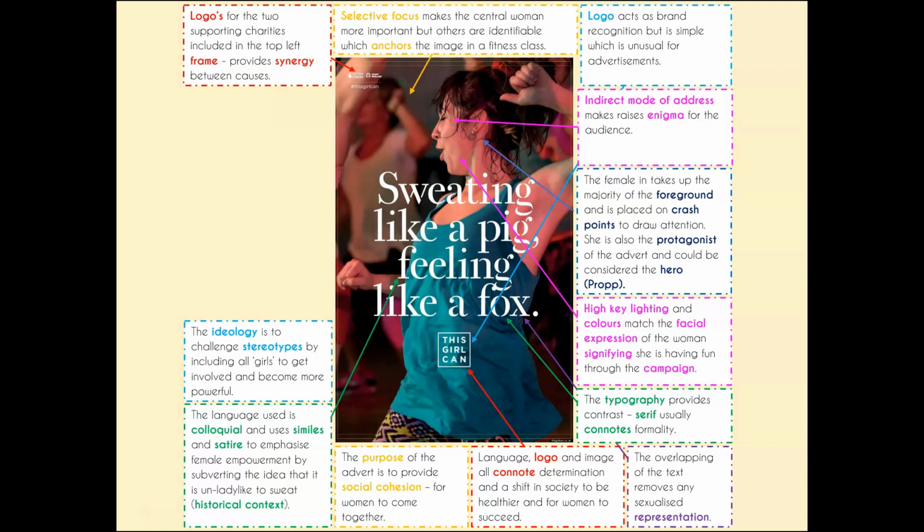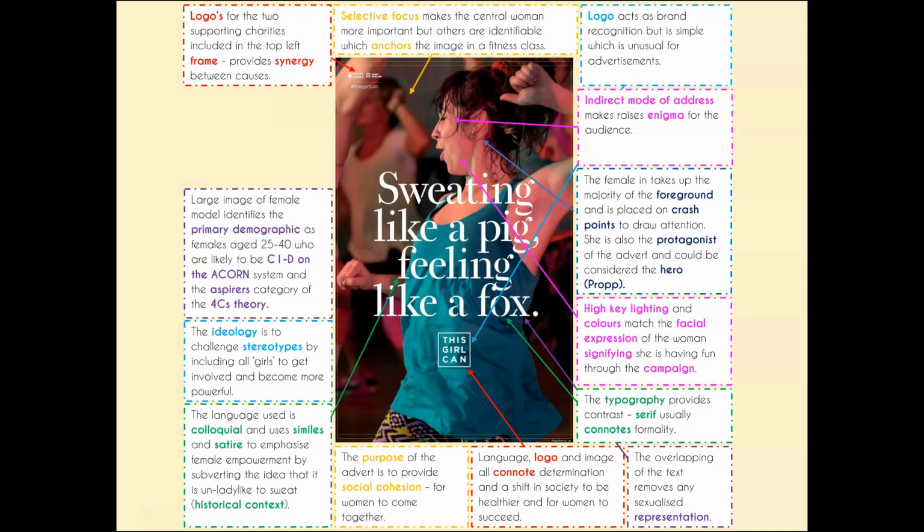Now, going on to that idea of the campaign, the ideology here is to challenge stereotypes, encouraging women to get involved in sport, making them feel more confident and powerful, and not having them worry about the way that they look or the way that their bodies are.